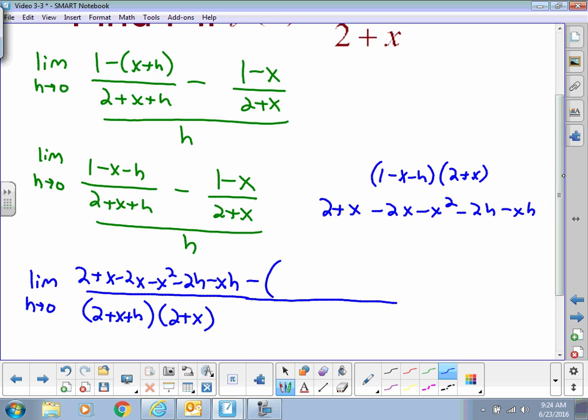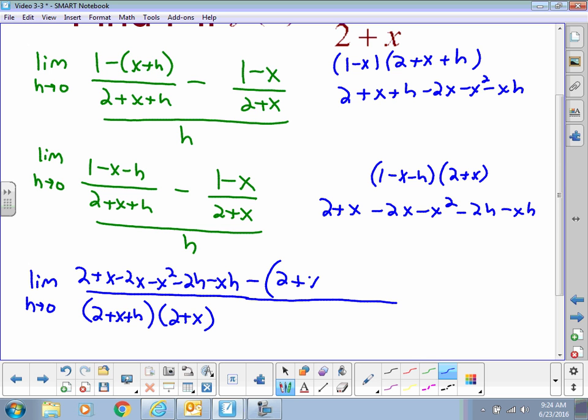So maybe I'll go up here where there's a little more room. So now we'll multiply out 1 minus x times our other denominator, 2 plus x plus h. So when I distribute the 1, I'll just get the same thing back, 2 plus x plus h. When I distribute the negative x, I'll get negative 2x minus x squared minus xh. And we'll bring that down here.